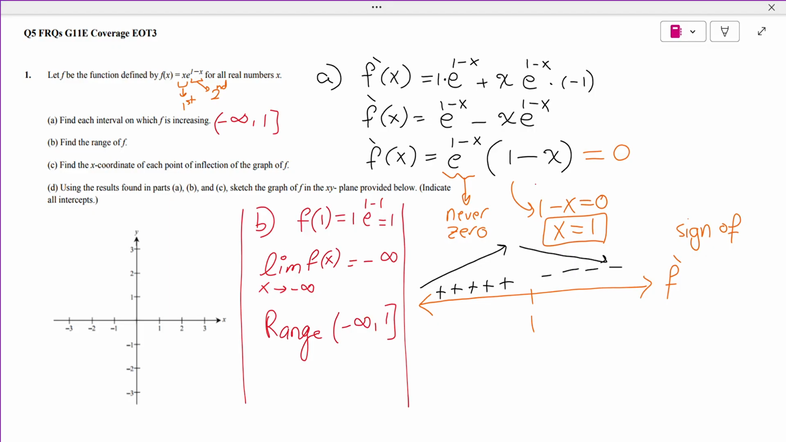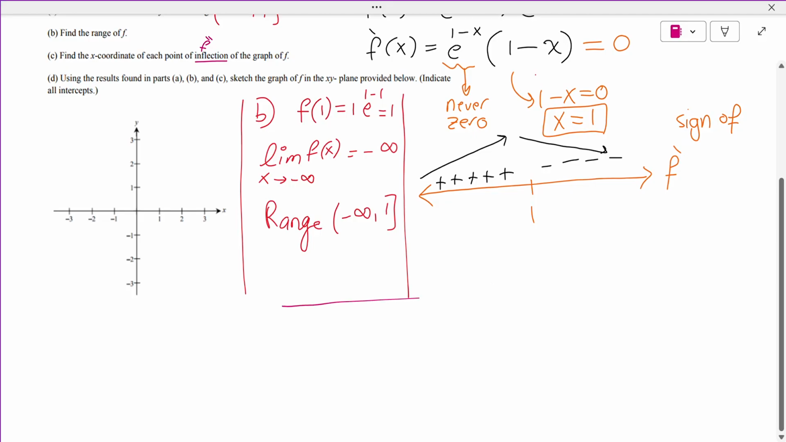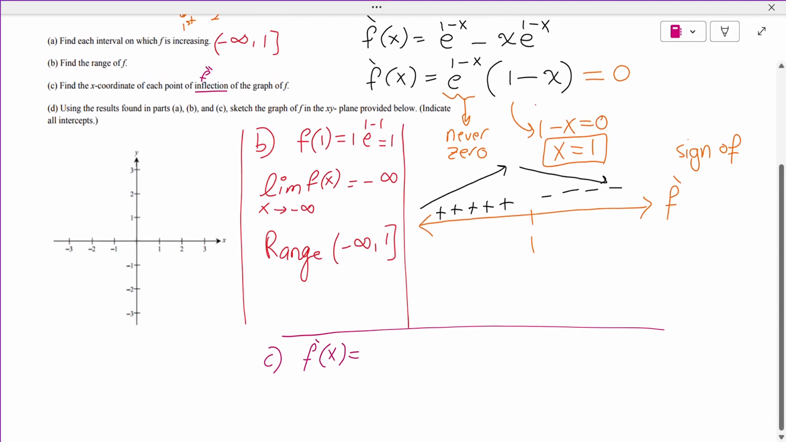This is the range of the given function. Okay, part C says find the x coordinate of each point of inflection. So when the question says inflection, you need f double prime. So let's do it here, part C. F prime of x, we found it. We wrote it up here: e to the power of 1 minus x, bracket 1 minus x.